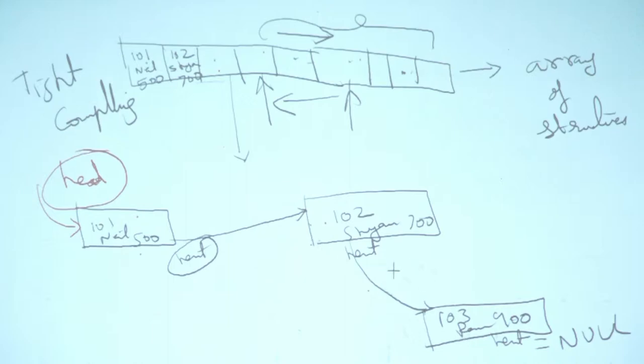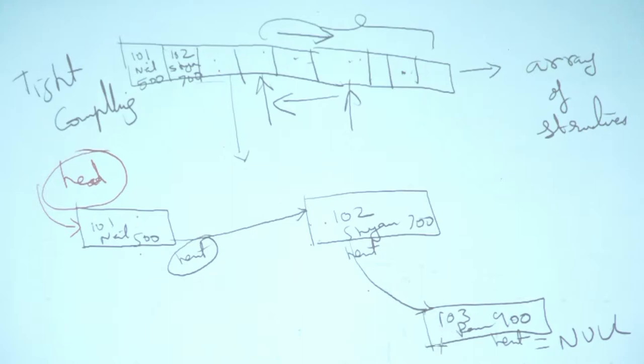Why can't I remember all the pointers? I can't remember 1,000 pointers, right? Or 1 billion pointers. Not possible. So I have to go from here to here to here. And if you have 100 elements and you want the 95th element, you know what has to happen.